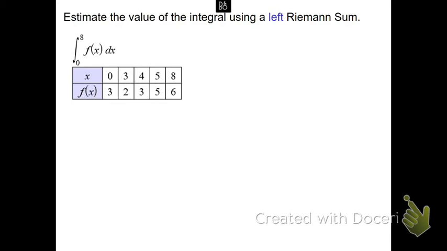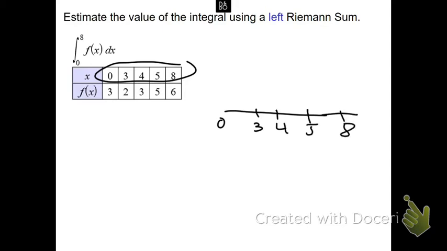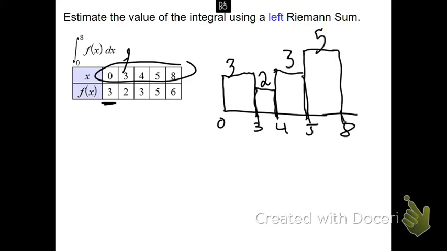So since I'm doing the left Riemann sum, let's put the x's. We're going to have a 0, 3, 4, 5, and 8. And the height of my rectangles is going to be starting on the left side. So at 0, we go up to 3 and over. So that has a height of 3. Then at 3, I'm going to go up to 2 and over. And you don't even have to worry about drawing it to scale. At 4, we're going up to 3 and over. And at 5, we're going up to 5 and over. It's a left Riemann sum, so I used all of these numbers except for the last one. Notice the 6 didn't show up.